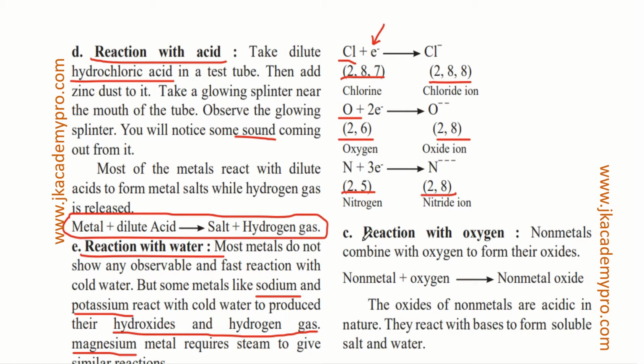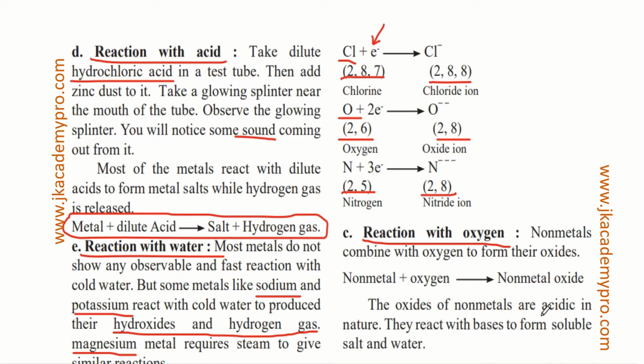Now let us see the reaction of non-metals with oxygen. Non-metals combine with oxygen to form their respective oxides. This was similar to the reaction of metals with oxygen. Here, non-metal plus oxygen is giving the non-metal oxide. Similarly, with the reaction with metals, metal plus oxygen gave that metal oxide.